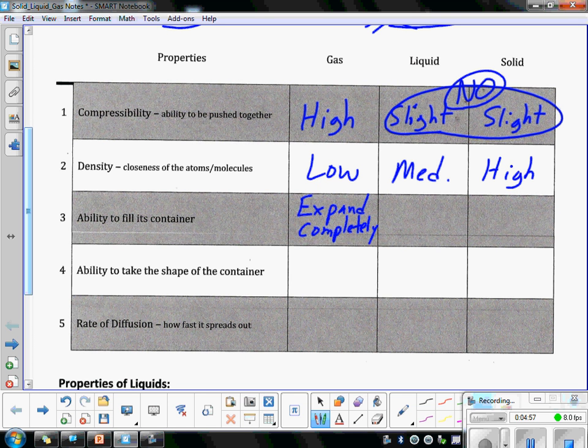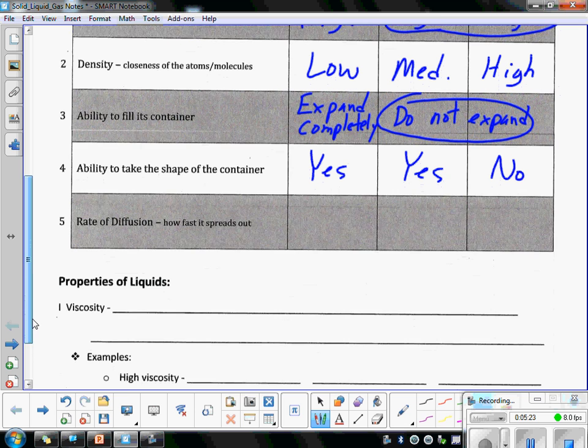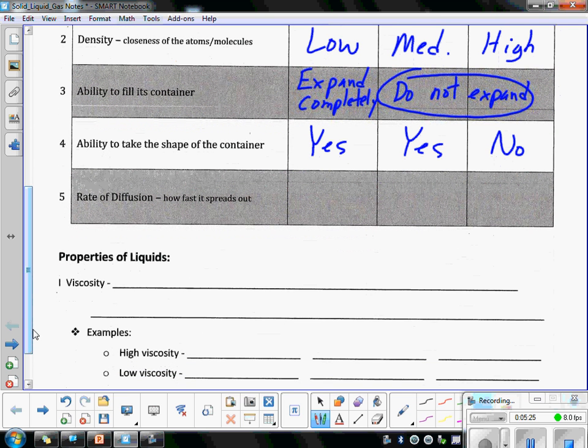And both of these here, they're not going to expand at all. They're going to stay a definite volume. Number 4, ability to take the shape of the container. Right, gases can, liquids can, as I was explaining, but solids are a definite shape. They're not going to change and take the shape of the container.